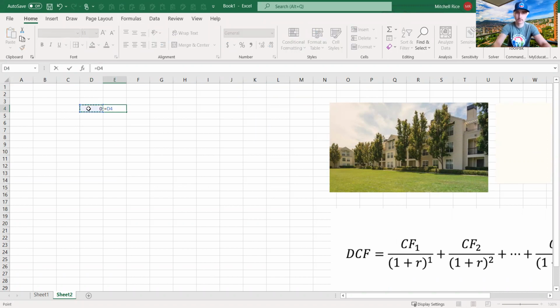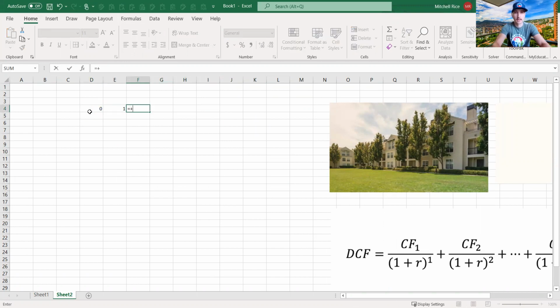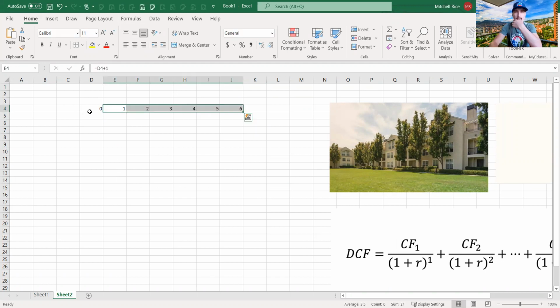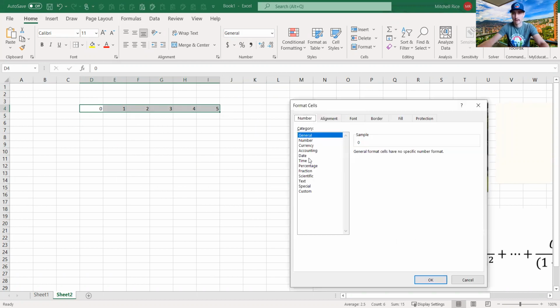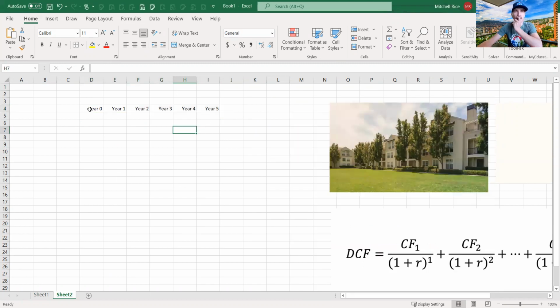Go year zero. So I'm just shift over, Control R. Sometimes you have to do it twice for it to recognize your pattern. But yeah, let's take it to 5 years. So let's do a 5-year hold period. And then let's format this actually. So Control 1. Let's do custom number before the 0 parentheses year. Okay. So we've got all our years.